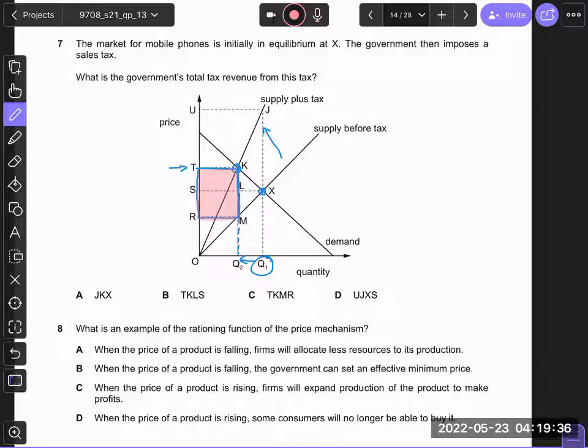So TKRM should be the tax revenue collected by the government, which is TKMR. Is that clear? It shouldn't be UJXS because your quantity is falling.